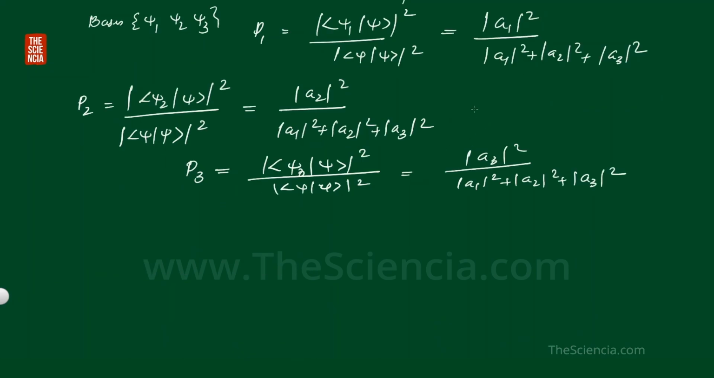So from these equations, we can find a simple formula for finding the probability. That is, probability P is equal to modulus of amplitude square divided by summation of modulus of amplitude square.